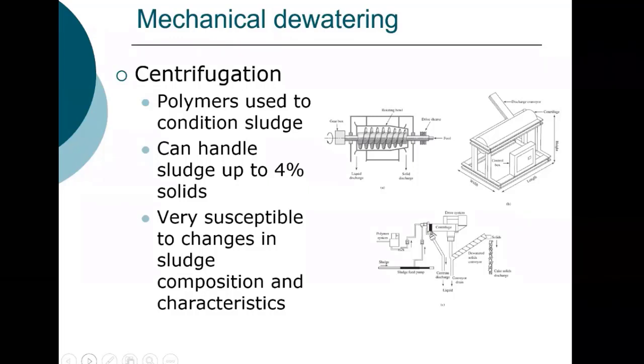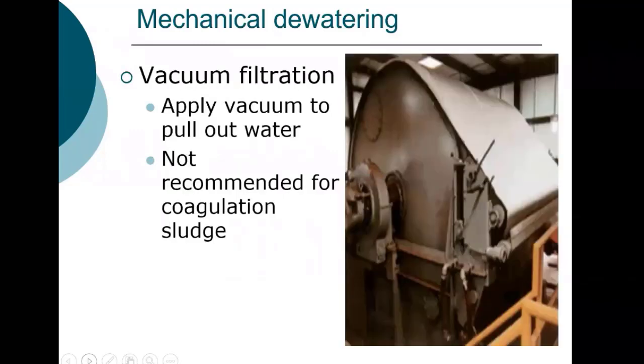So they've changed their operation because of the additional requirements that are needed when they are a groundwater under the influence of surface water. We can also use vacuum to pull out the water. Basically what these are, sludge goes through and is collected on a cloth.